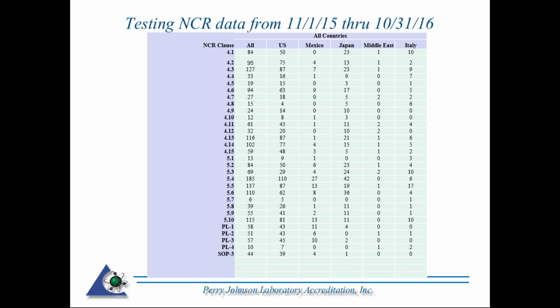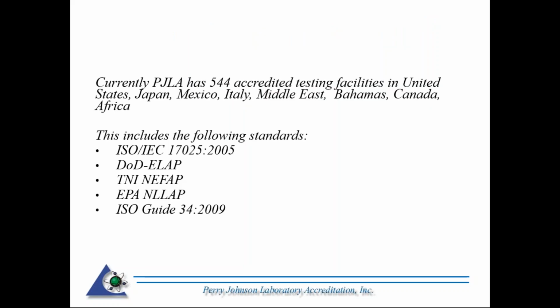This is the same picture that I showed you with calibration. However, these are the testing labs. If you're a testing lab, there may be areas you are struggling with, and you can see where you line up. Like we did with calibration, shortly we'll look at the top 10 for testing, and then run a side-by-side comparison. Again, these are from the US, Mexico, Japan, the Middle East, and Italy. One thing I wanted to mention is that testing also includes 17025, ELAP, NAFAP, EPA, and reference material producers, so that's included in this as well.